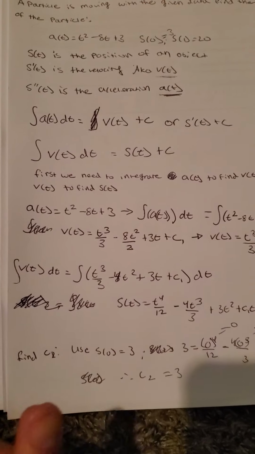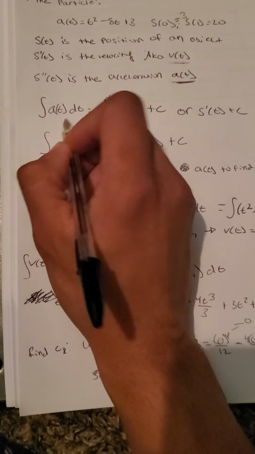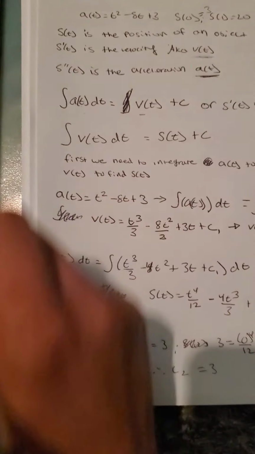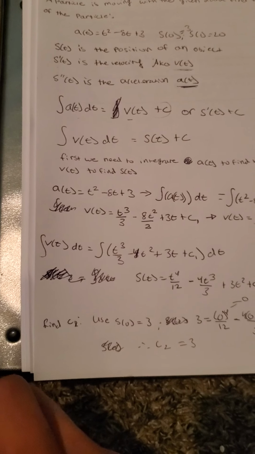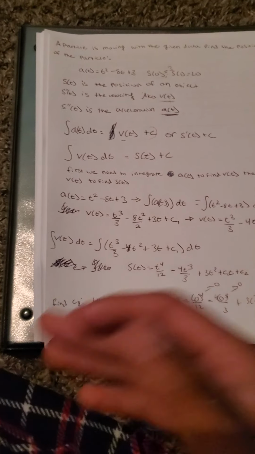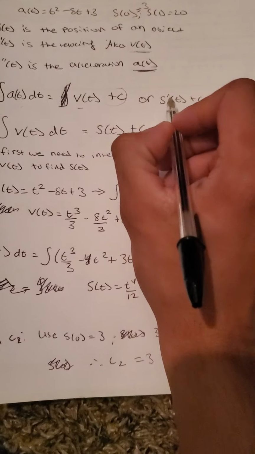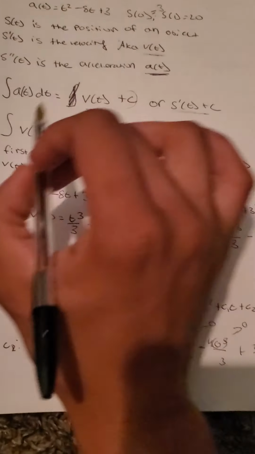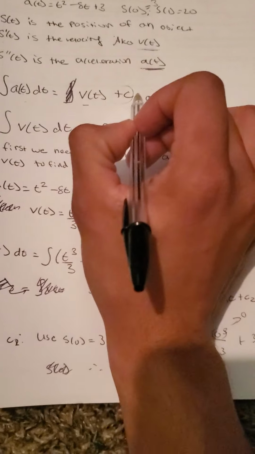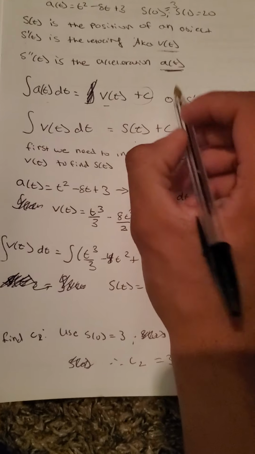So with that being said, the integral of the second derivative, a of t, is equal to the velocity, or the first derivative, s prime of t. But we also add a constant, because there is an infinite number of constants that will make the derivative the same. And then the integral of the first derivative, the velocity, is equal to the position plus c. Same reason.